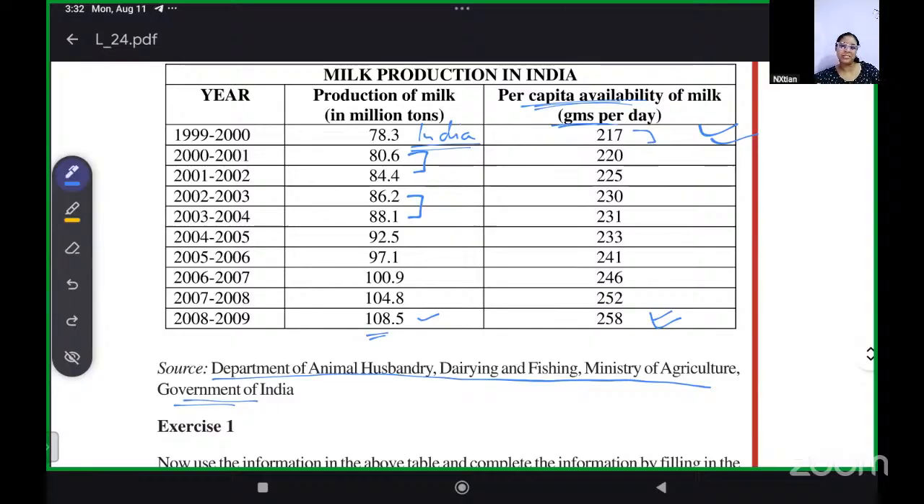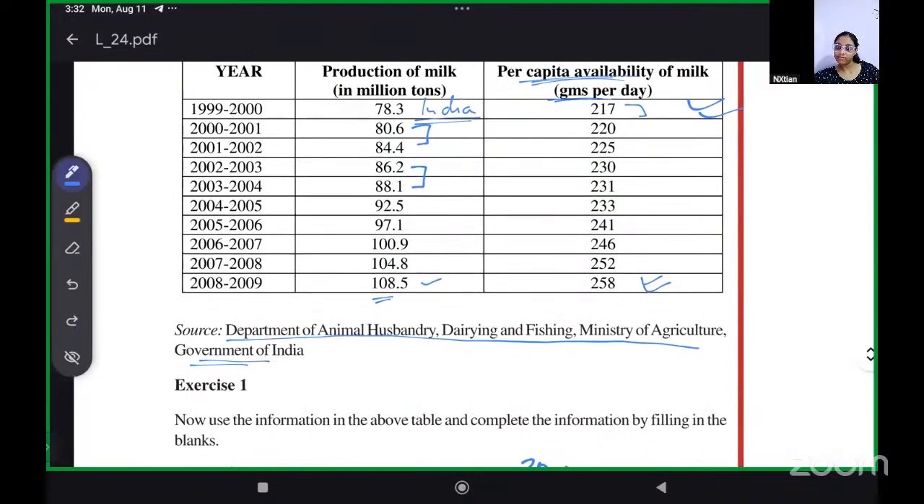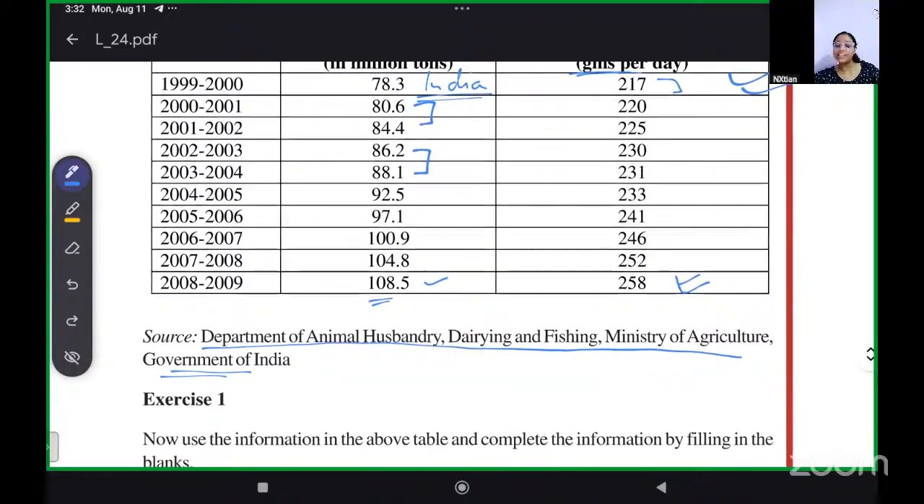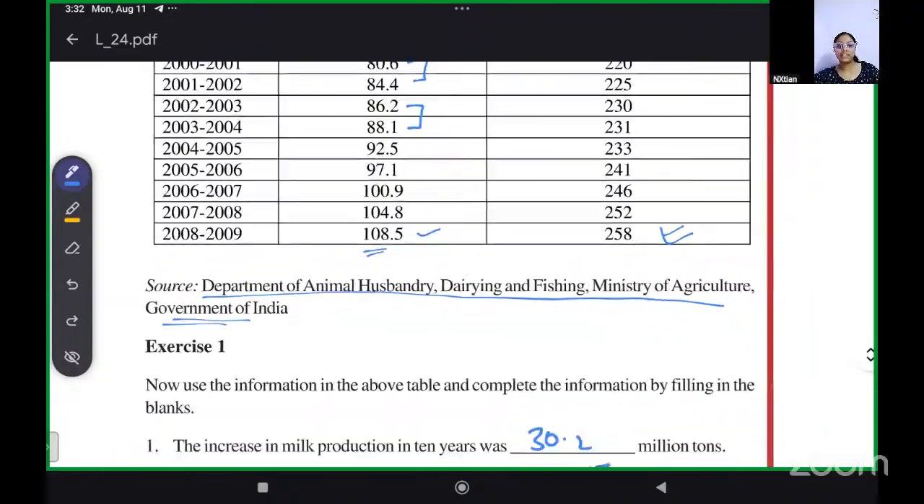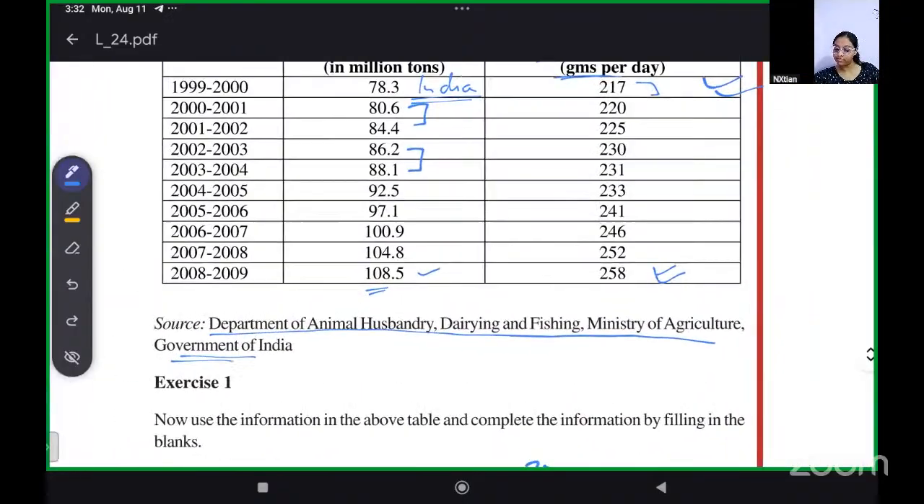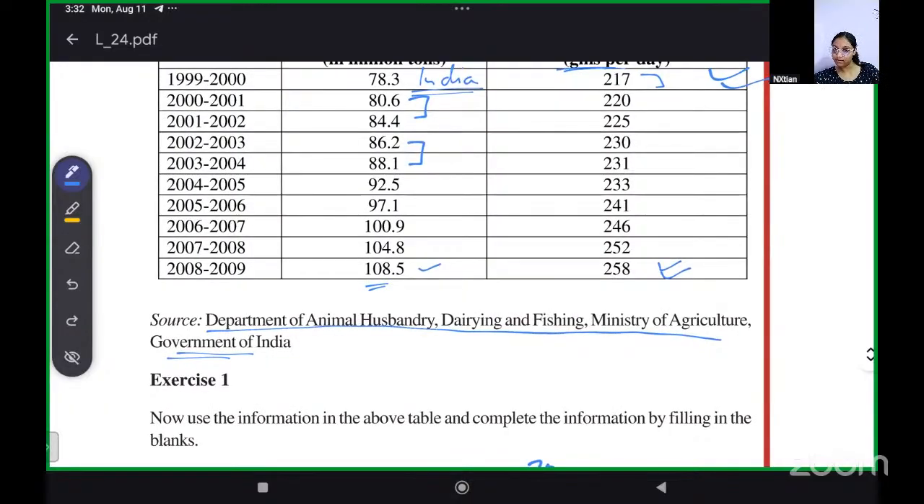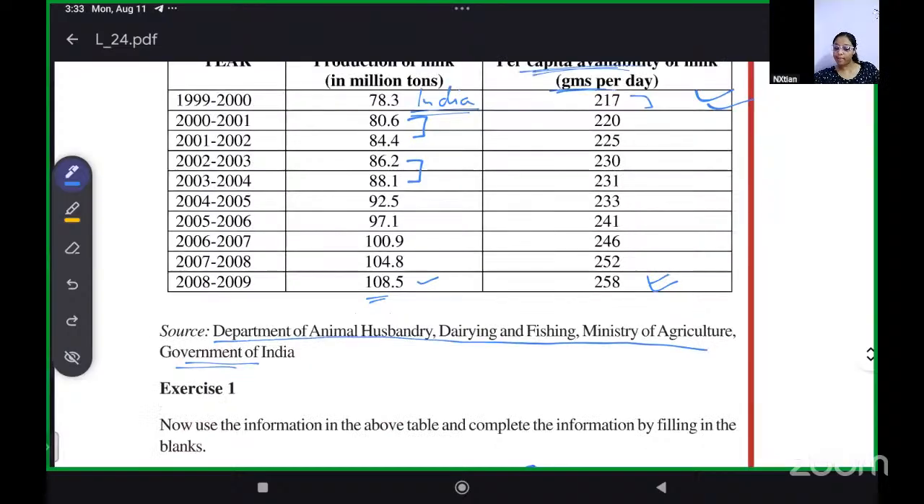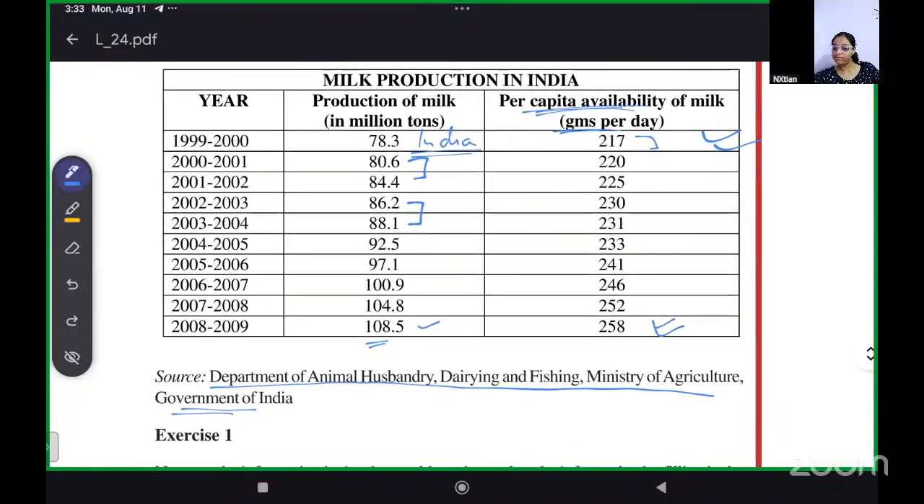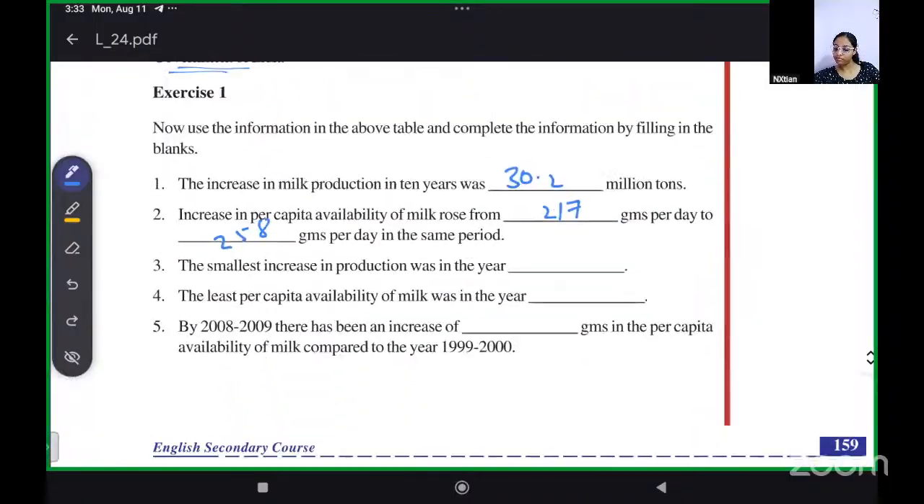Can you tell me the major trend? Ma'am, it is always increasing. Now it will be at least 150 or 140 or something. Probably, yes.